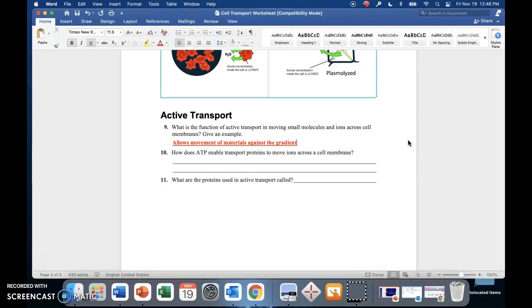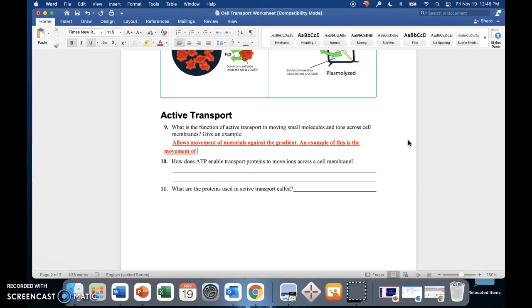And an example of this is the movement of potassium and sodium in your muscles and nerves.